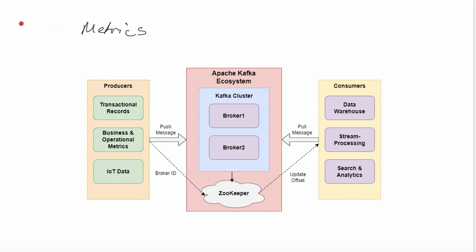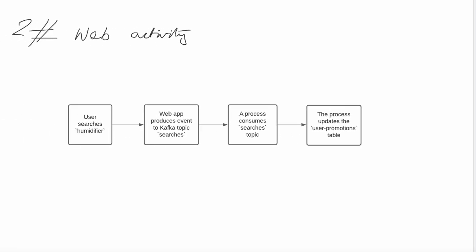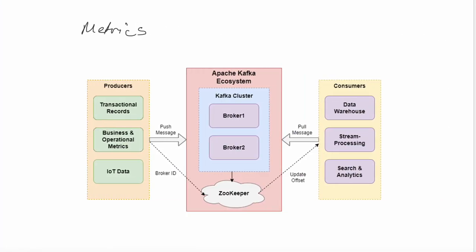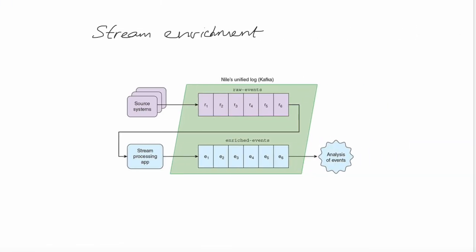So that's, I guess that's number four. Let me see, or number three. I don't remember. Let me see what was. This is number two. Yeah, number three. So let me write that down. Number three, metrics. Fourth use case is stream enrichment. So right, number four. So what does stream enrichment mean?